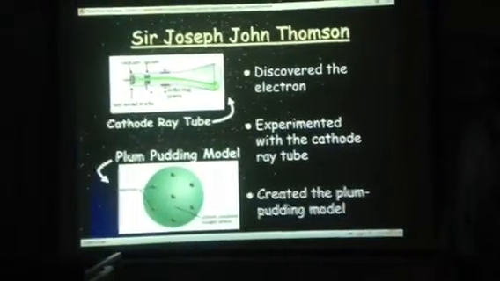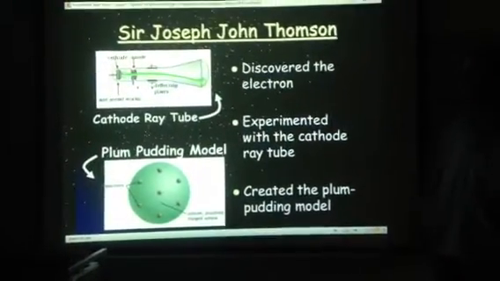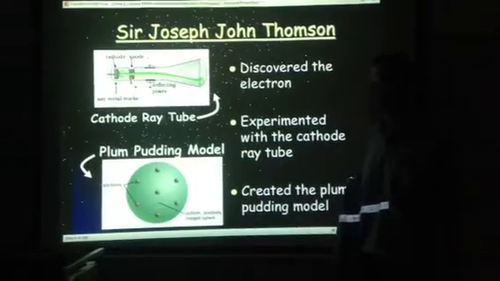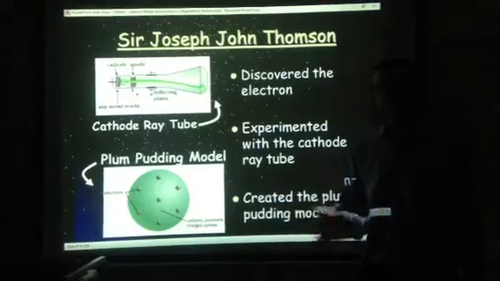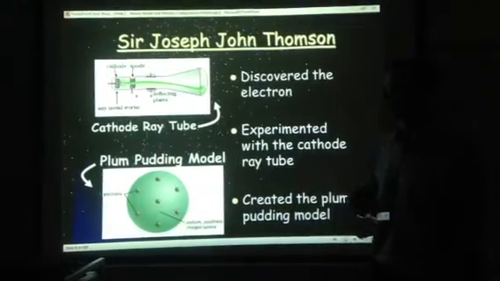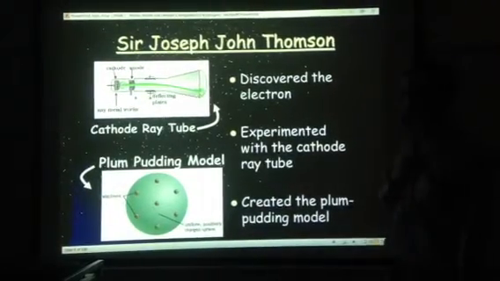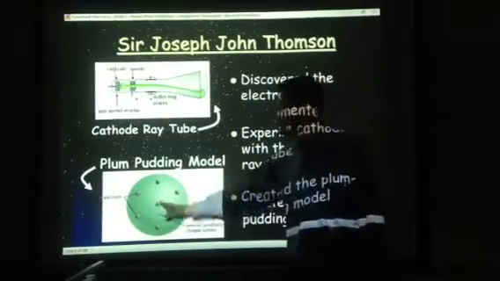So we ended yesterday with John Thomson. His model was called the plum pudding model. It looks like from what I saw today, most of you could find that out about him. Just a couple misunderstandings I want to clear up about him before the quiz tomorrow.